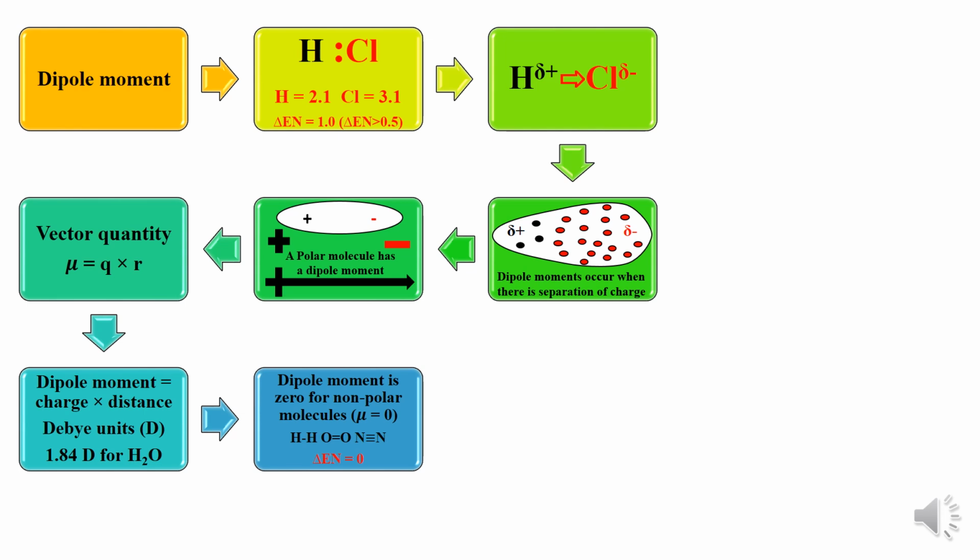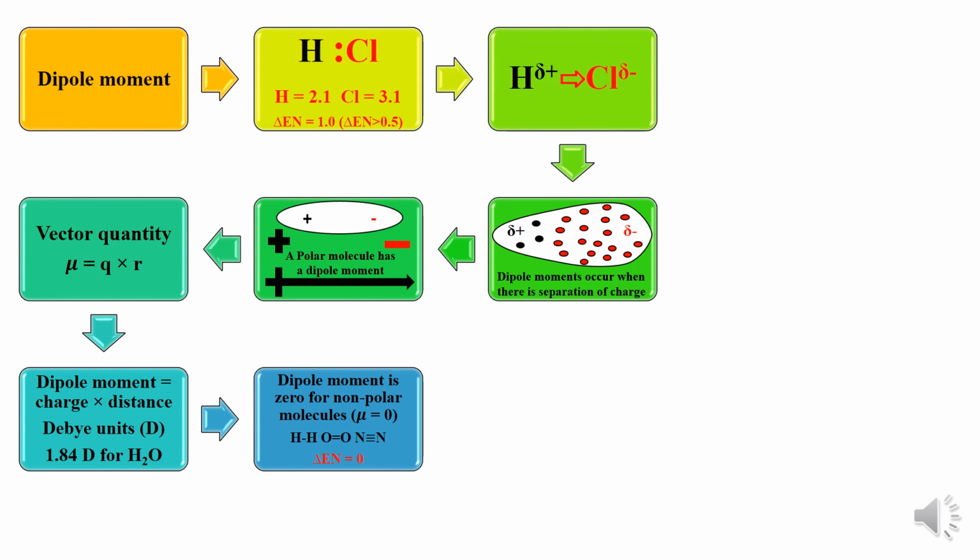Now dipole moment is 0 for nonpolar molecules. This is generally seen in case of homoatomic molecules like hydrogen, oxygen and nitrogen. Now in case of homoatomic molecules, you will find bonding between identical atoms with similar electronegativities. So in case of homoatomic molecules, since you find the bonding between identical atoms, the electronegativity difference will always be 0. So dipole moment is 0, as well as the electronegativity difference between the atoms is also 0 in case of homoatomic molecules.